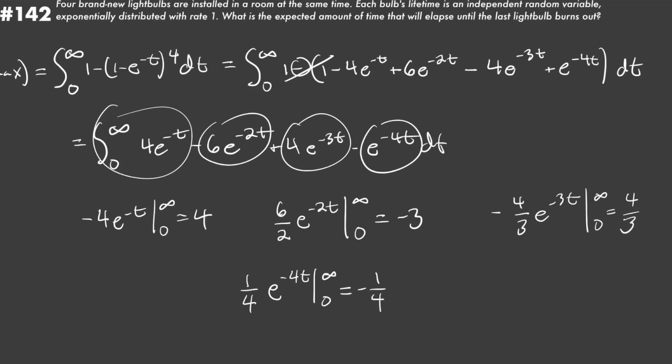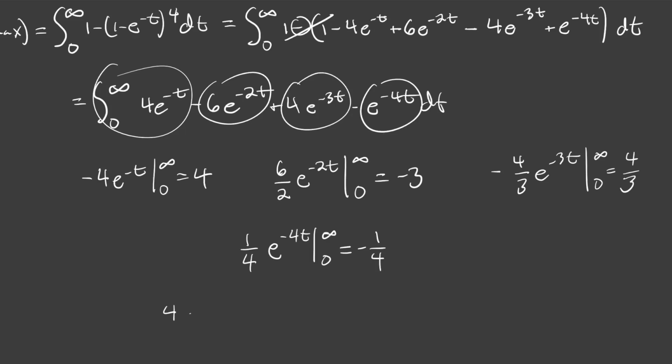Then when you sum all these up, we're going to get 4 minus 3 plus 4/3 minus 1/4. So this term right here is going to be 1. Over a common denominator of 12, we're going to have 12 on 12 plus, what is this? 16 on 12 minus, what is this? That's going to be 3 on 12. So that's going to give us, again, 25 on 12.